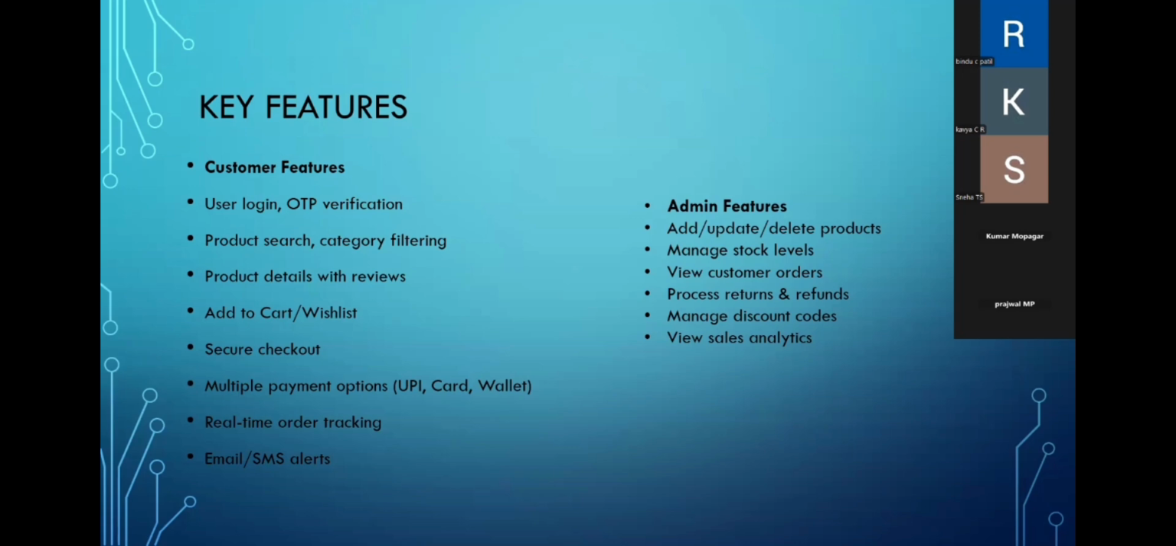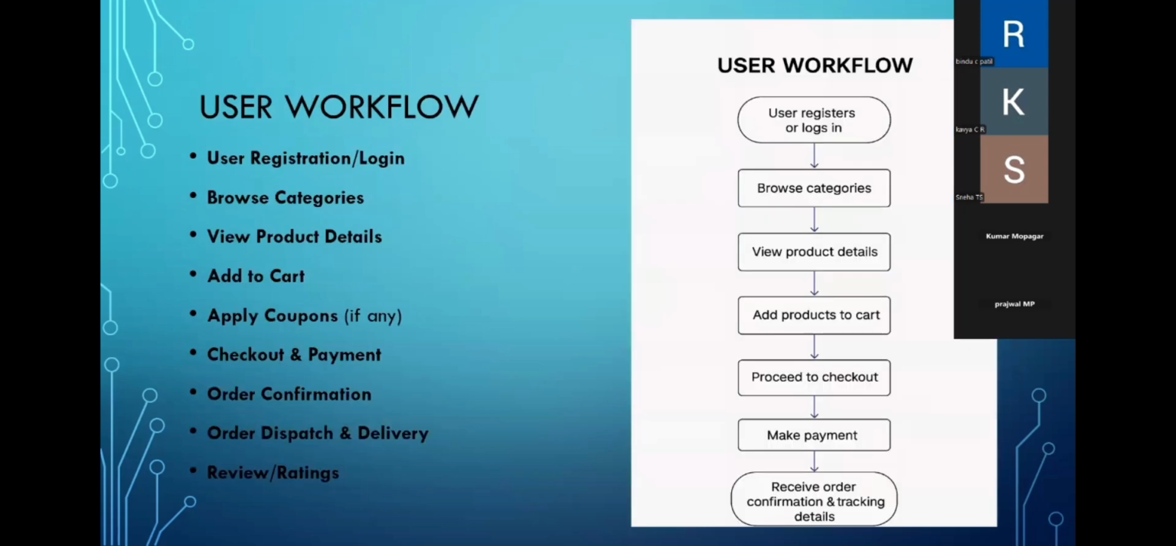Next, user workflow. User registration or login. The first step is user authentication. New users create an account, existing users log in. Browse categories. After logging in, the user explores the products. The system displays the product categories, electronics, fashion. The user can filter or search for specific items.